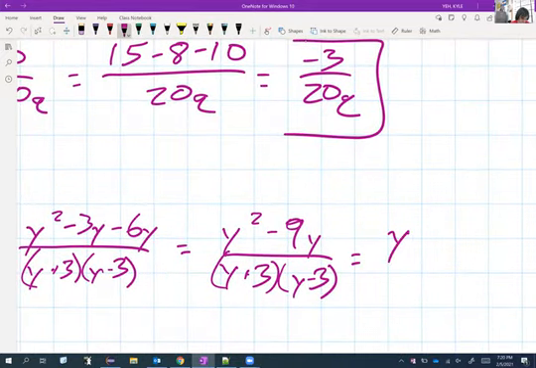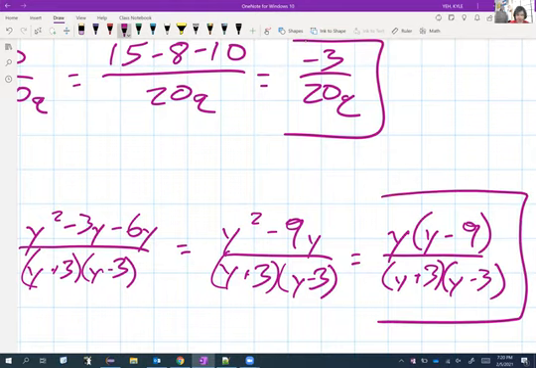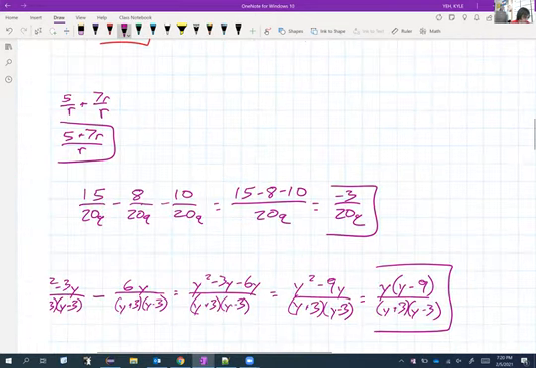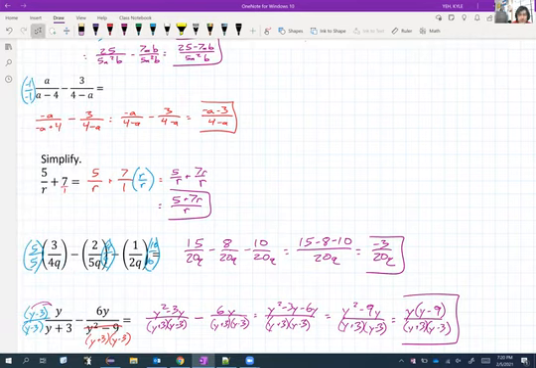On top, I see I can pull out a y, leaving y minus 9, over y plus 3, y minus 3. And there aren't any common factors on top and bottom that I can just divide out. So in this case, that last factoring wasn't necessary, but we don't know it until we do it. And so we get y times y minus 9 over y plus 3, y minus 3. That's how we would do this factoring, adding, subtracting problem.